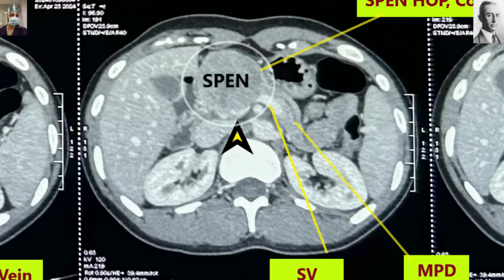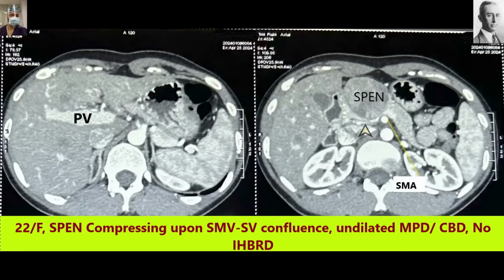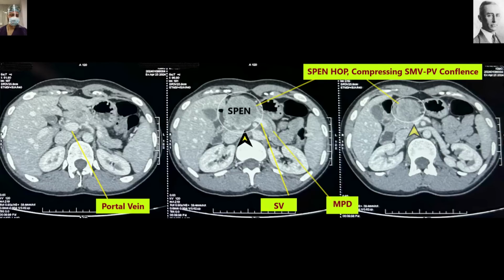In a 22-year-old lady with SPEN, head of pancreas with undilated system, and the CBD was of around 2 to 3 mm.